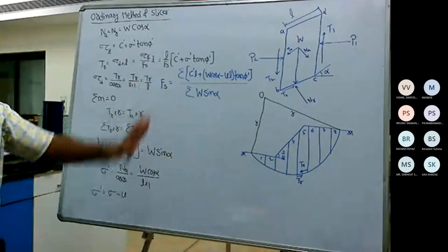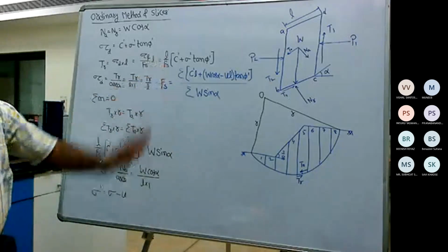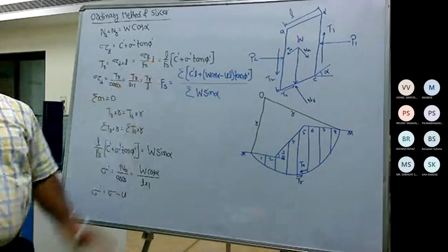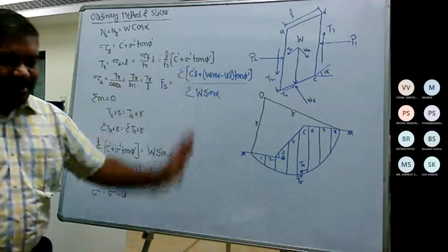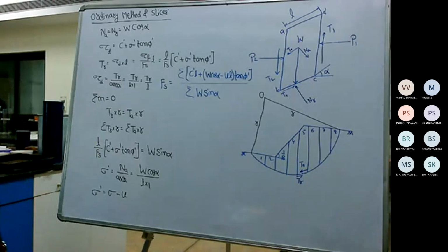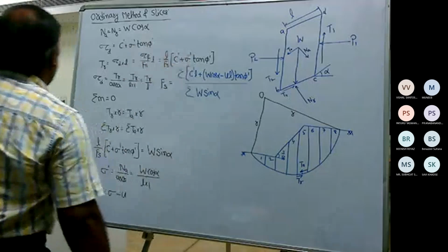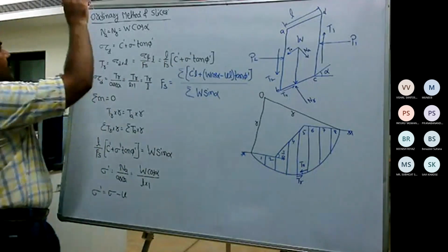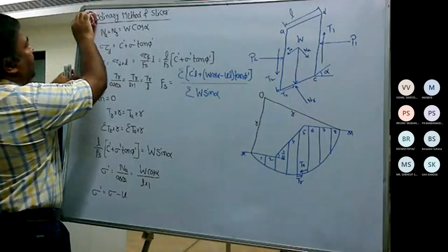In fact, we almost did it correctly in the last class, but we messed up somewhere. Instead of multiplying by the L, we divided by the L. So please correct that mistake. Okay, so up to this part is the ordinary method of slices. Now this was further extended by Bishop.